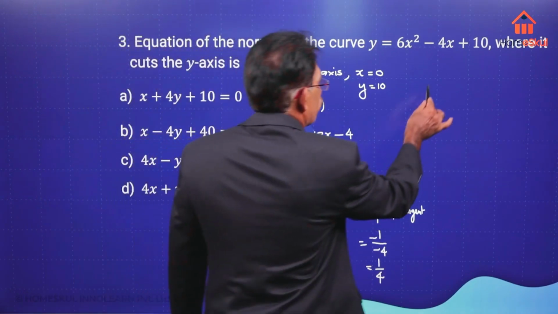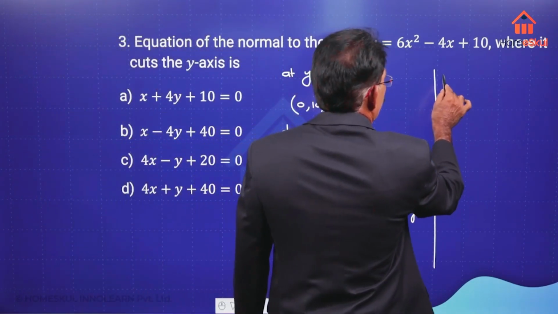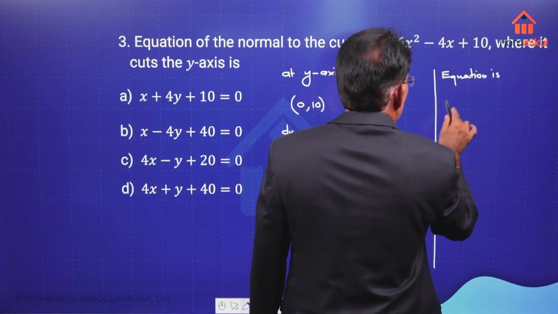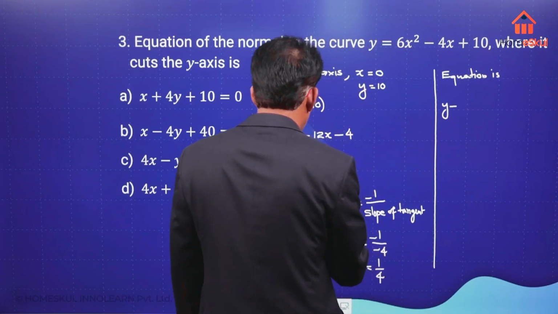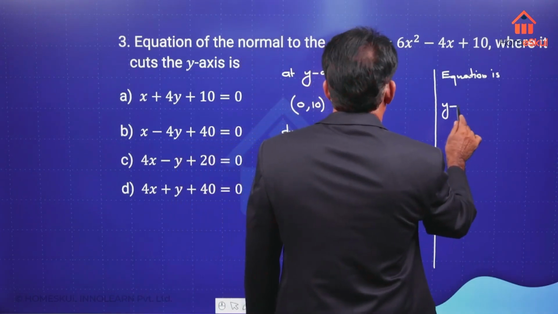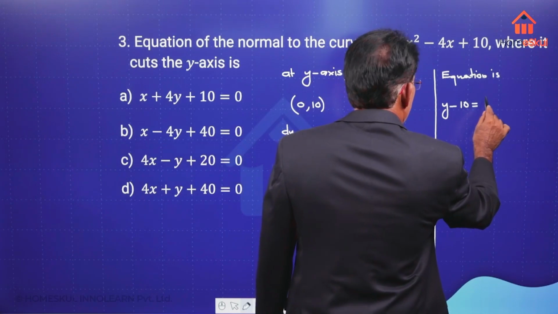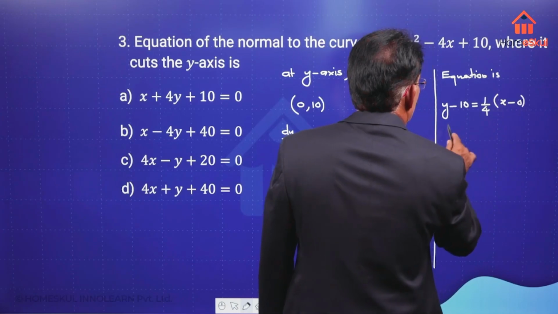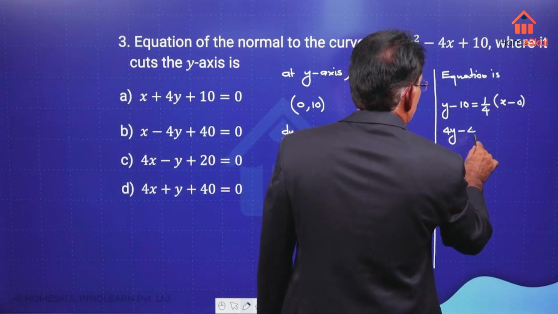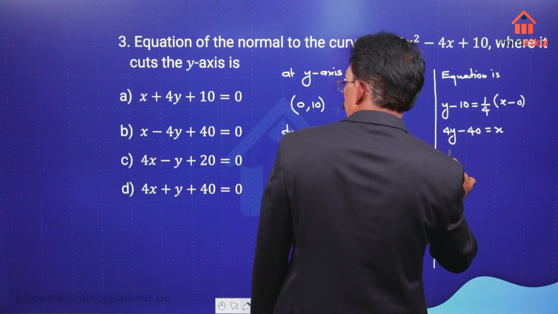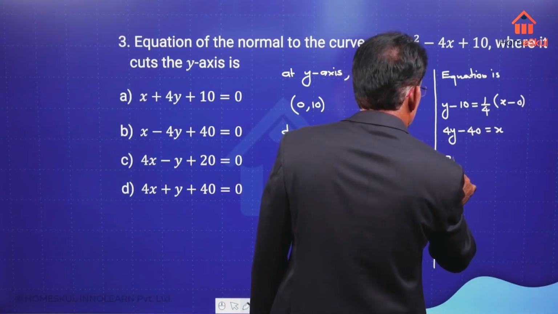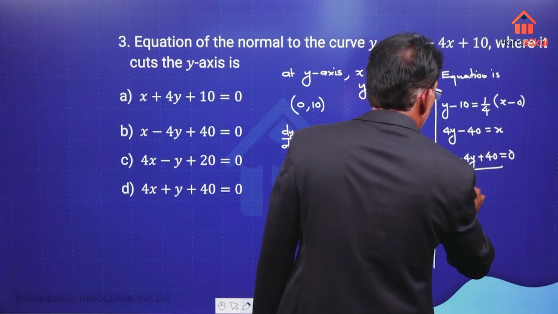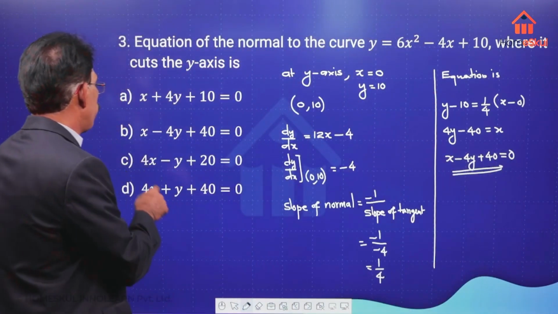The equation is y minus y1. Here y minus 10 is equal to 1 by 4 into x minus x1, x minus 0, isn't it? So that is 4y minus 40 is equal to x. So x minus 4y plus 40 equal to 0. This is the equation of the normal.